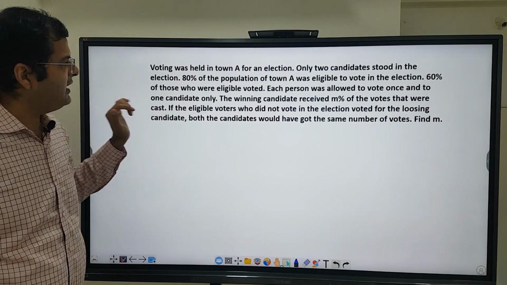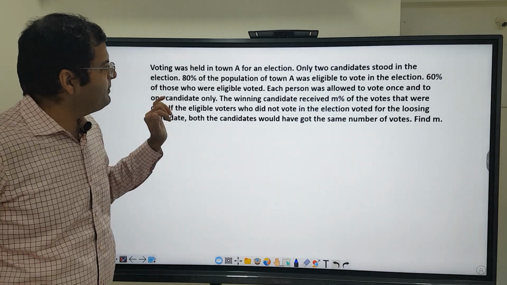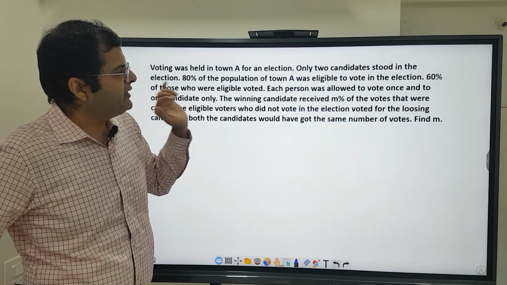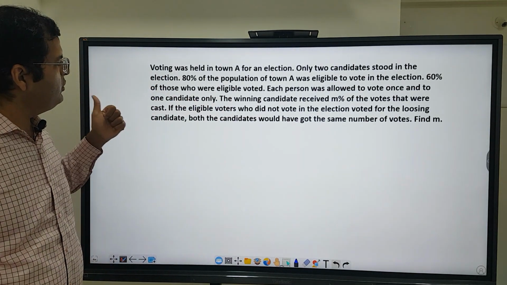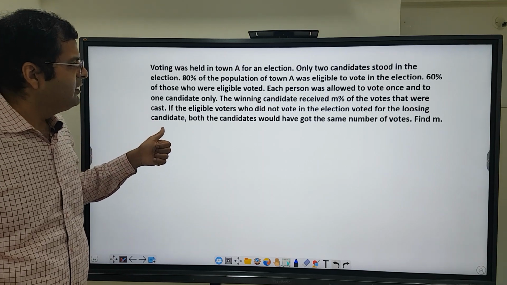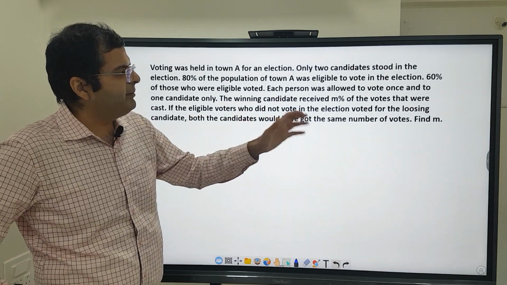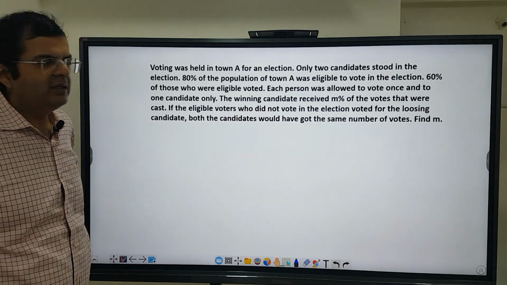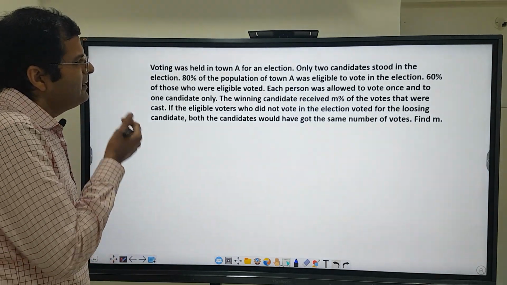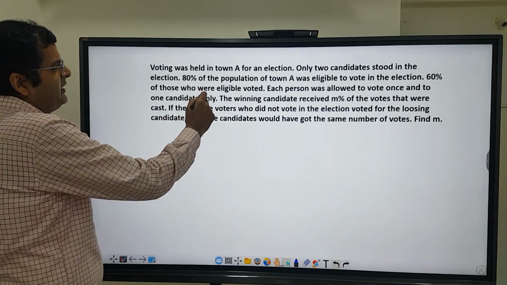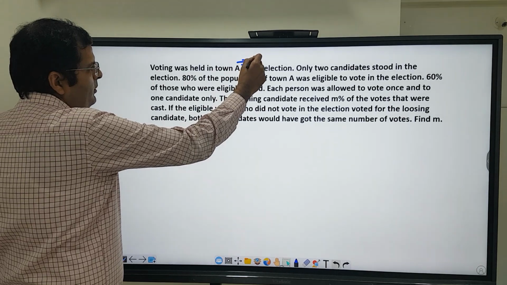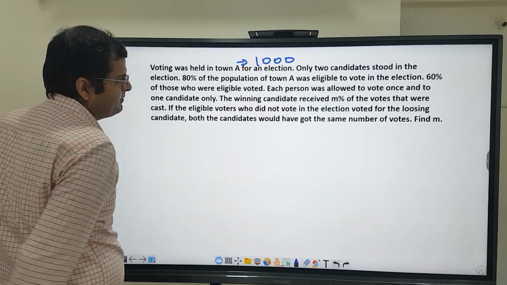M% of the votes that were cast. If the eligible voters who did not vote in the election voted for the losing candidate, both the candidates would have got the same number of votes. Find M. Quite a lengthy question. Okay, so let me put some numbers. Let us assume that town A has a population of 1000.